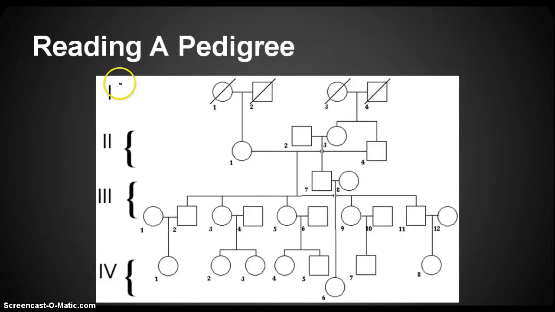The next thing we need to look at is these numbers. On the side, we have Roman numerals, and these Roman numerals indicate generation. So in this pedigree, we have 4 generations. And you could look at it as grandchildren, children, parents, and then grandparents.